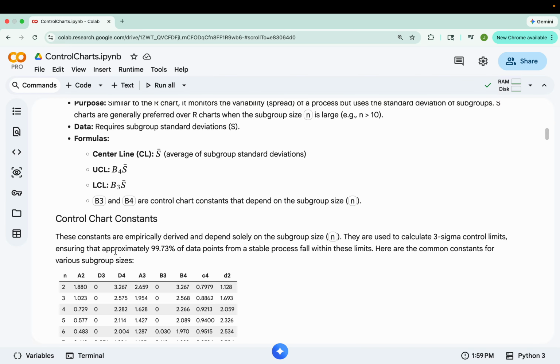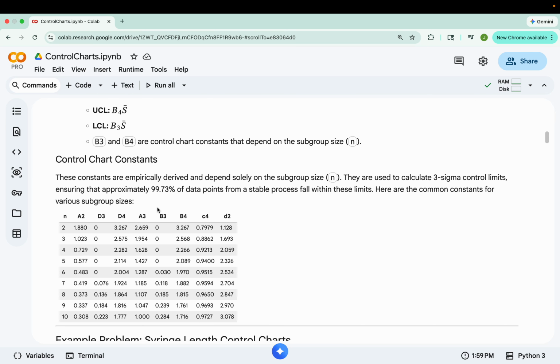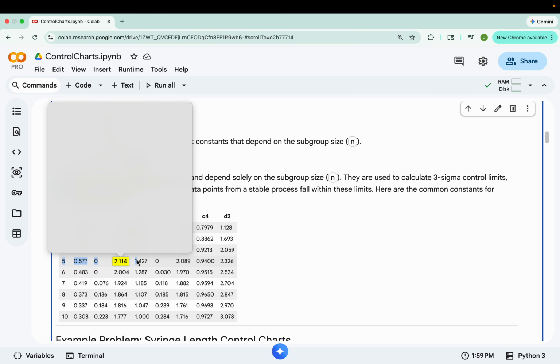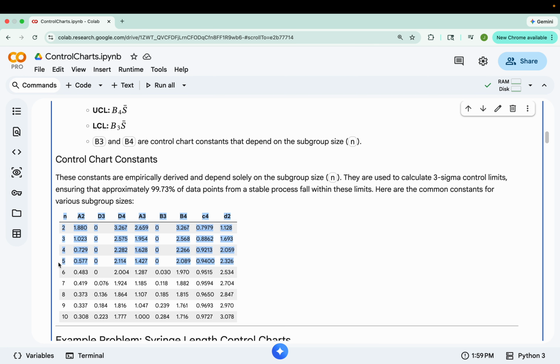So for the chart, you can just use this chart, and here are the values of A2, D3, D4, A3, B3, B4, etc. And it depends on the sample size. So for 2, 3, 4, 5, etc. We only list up to 10, but for example, if you wanted to know what the values were when you sample 5 parts, you would use that row of values, and then you'd find the corresponding A2 or B3 or A3 values, etc.